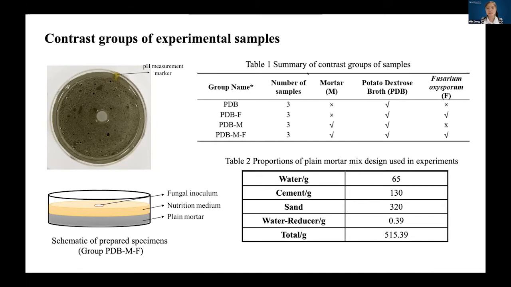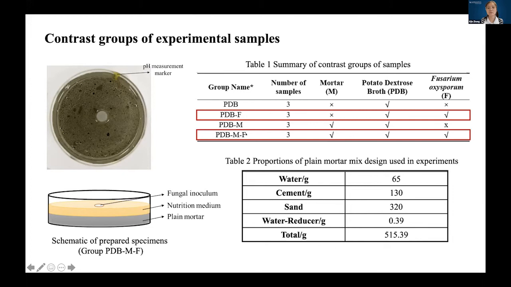In these 4 groups, the first group and the third group we use as the control groups. Only the second group and the last group we inoculate with fungi. Next, we will investigate the fungi growth behavior in these 2 groups, and investigate the influence of introducing mortar on the fungi growth behavior. We can see in each group we have 3 samples, so we have 6 samples in total in these 2 groups.